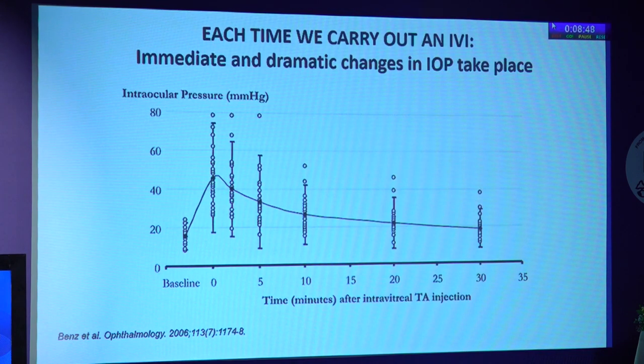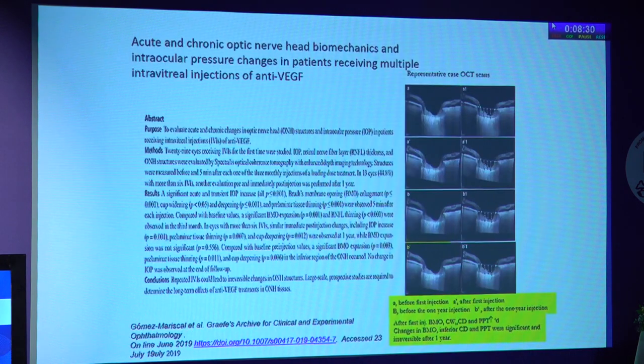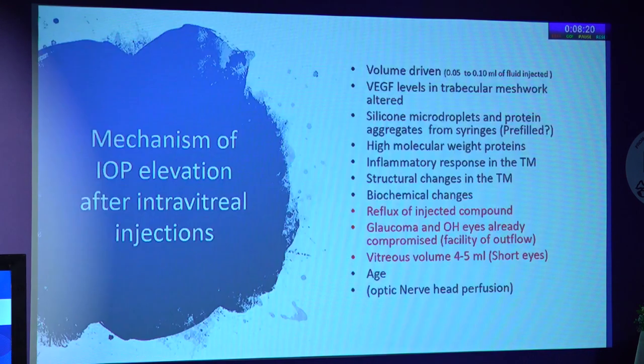This is what happens with an intravitreal injection of triamcinolone, which is really a volume of 0.1 mL. But within 20, 30 minutes, everything comes down. Does it cause structural changes? The answer is yes. It changes the Bruch's membrane opening, not only at the first injection, but after the first, second, and third injections, and the effects are even visible 1 year later. There's also a slight reduction in RNFL thickness.